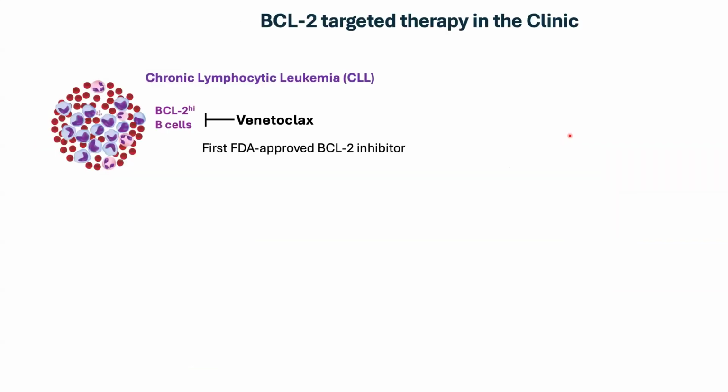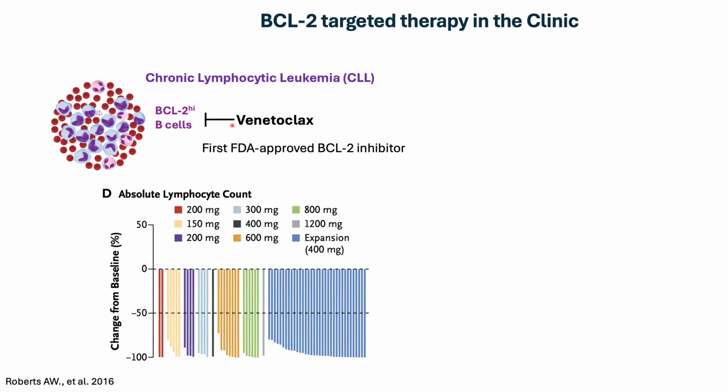Now, the first in class of these drugs is venetoclax, an inhibitor of BCL2 itself. It has a remarkable efficacy in the treatment of chronic lymphocytic leukemia, or CLL, which is a relatively indolent, slow accumulating blood cancer that's typified by very high expression of BCL2. And that's why it was selected for the first clinical trials of venetoclax. And some of the data from that trial is shown here.